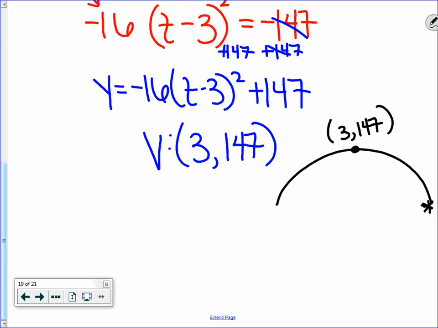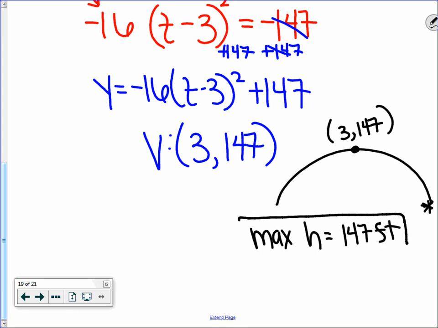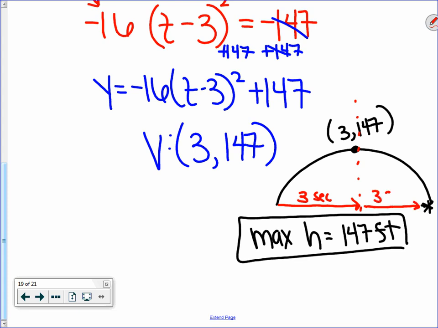The maximum height is 147 feet. Okay, the maximum height, but it says how long does it take the ball to hit the ground? Well, from here to the axis of symmetry is 3 seconds. So actually, that's to reach its highest point. That's half the time. So to actually hit the ground, it takes 6 seconds.